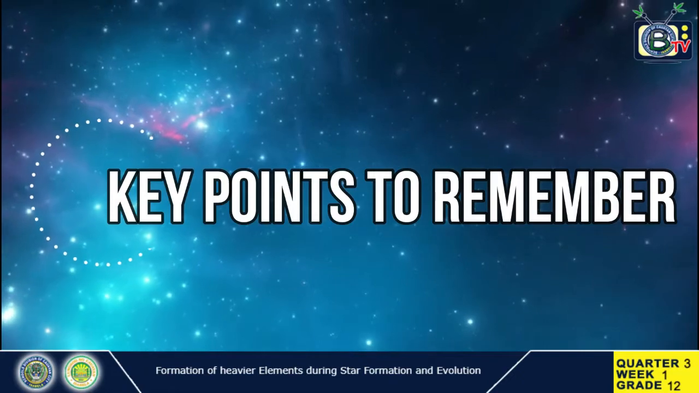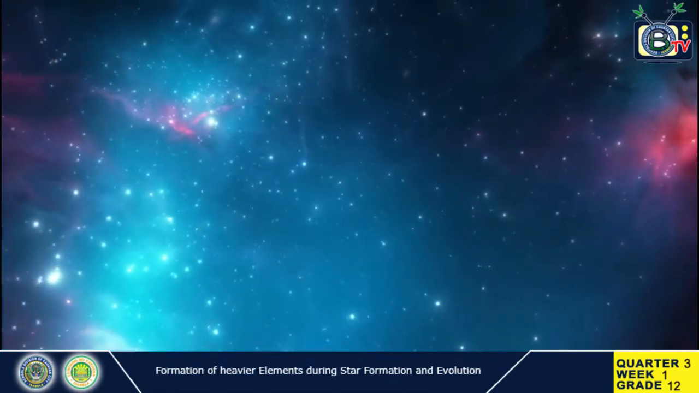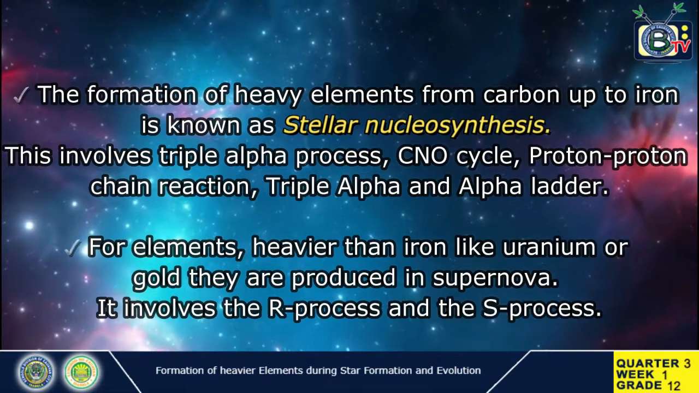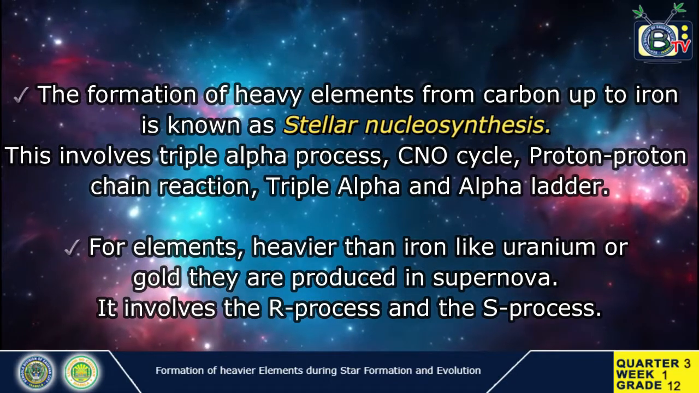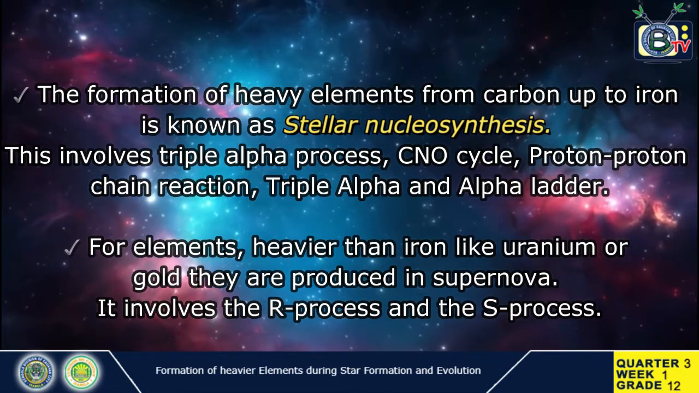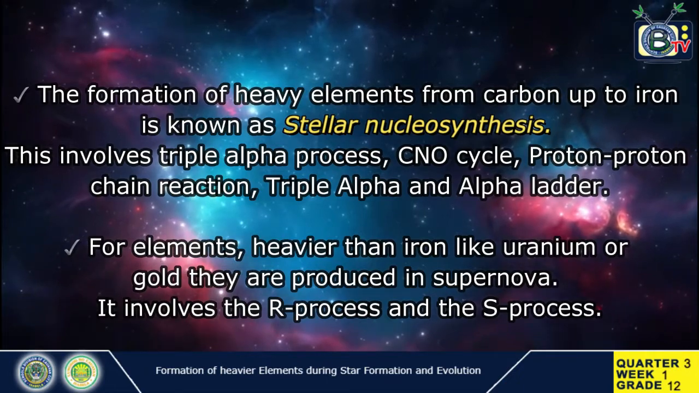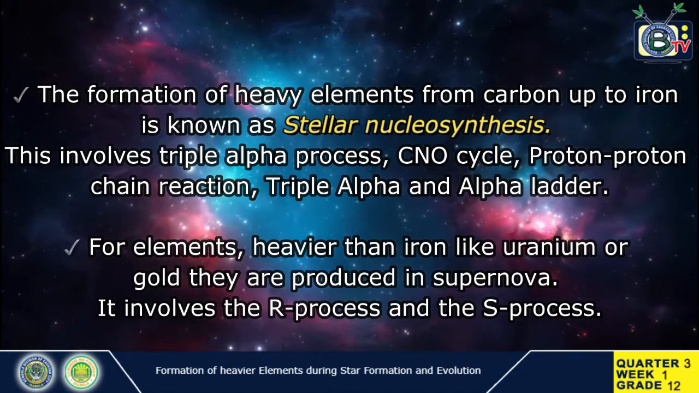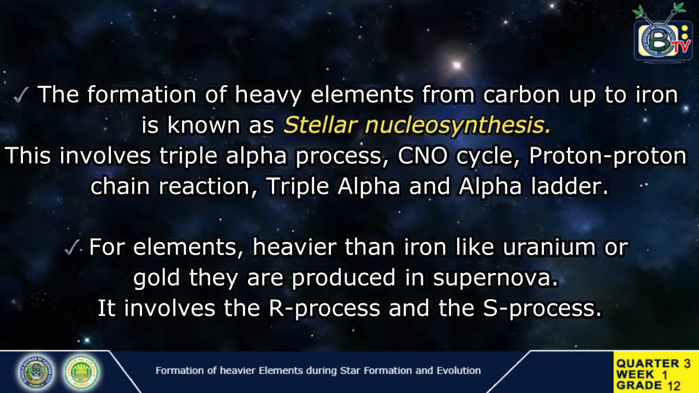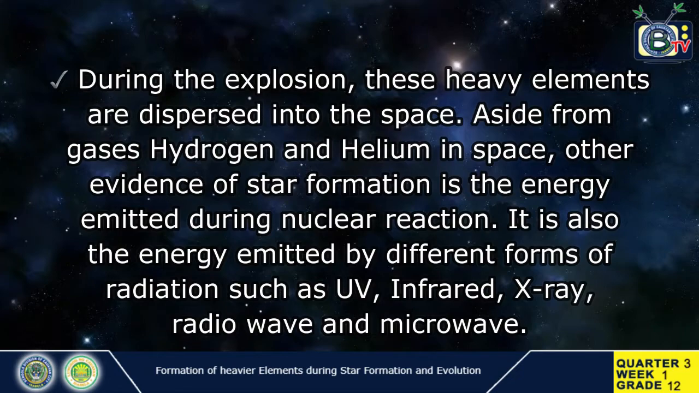Alright, we have the key points to remember. The formation of heavy elements from carbon up to iron is known as stellar nucleosynthesis. This involves the proton-proton chain reaction, the CNO cycle, the triple alpha process, and the alpha ladder. Elements heavier than iron, like uranium or gold, are produced in supernovae. It involves the R process and the S process. During the explosion, these heavy elements are dispersed into space, aside from the gases hydrogen and helium in space.